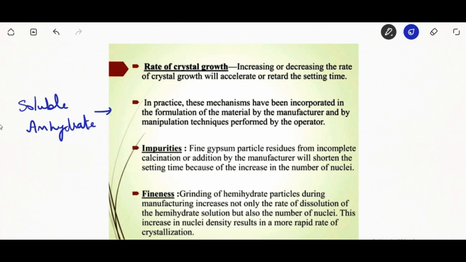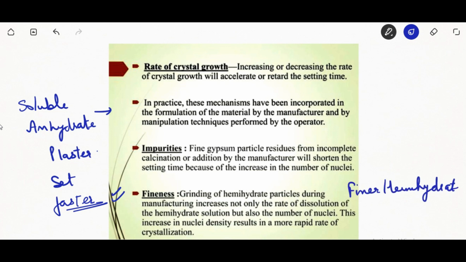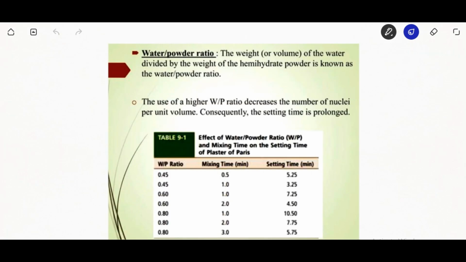The finer the hemihydrate particle size, the faster will be the set, as we know that the hemihydrate dissolves faster and the gypsum nuclei are more numerous, so that is why the crystallization will be faster.